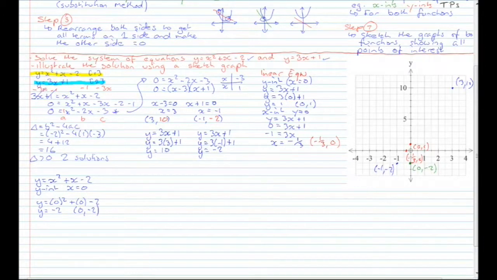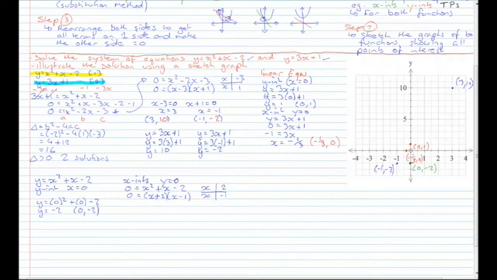To find the x-intercepts, I make my y equal to 0. So I end up getting 0 is equal to x squared plus x minus 2. Wait a second, I've got two different types of x, so that means I need to factorise first. What are the factors of -2 that add to 1? Well, +2 and -1 will get us 1, so I end up getting 0 is equal to (x plus 2)(x minus 1).